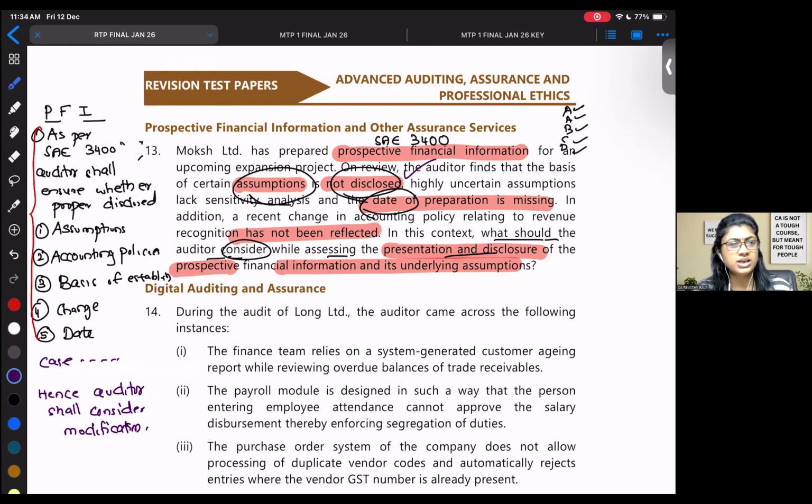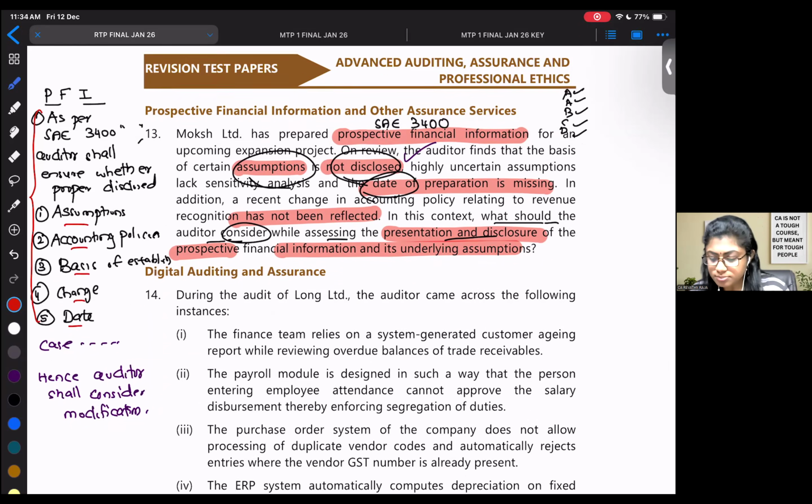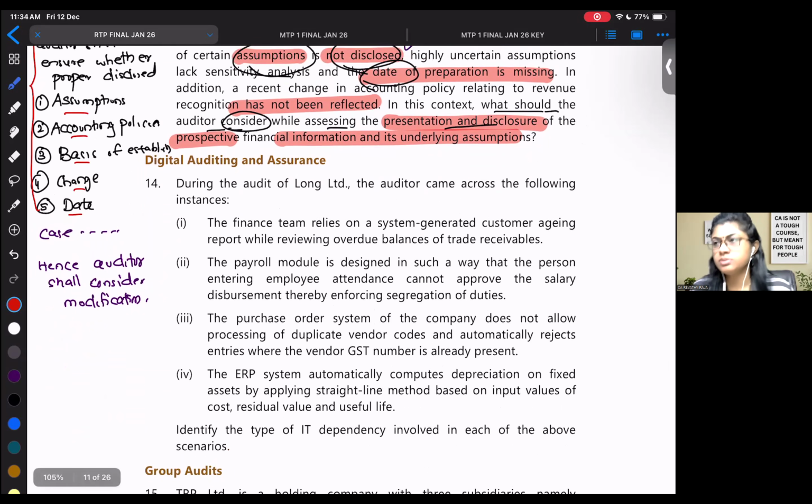Did you understand? In PFI, you call the person the auditor itself. Can I have a reply whether you understood? Ada, all these things should be written in full sentences. Not one word.